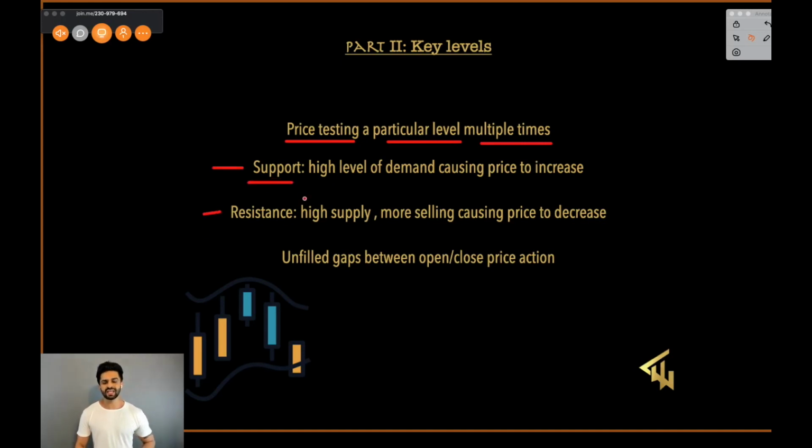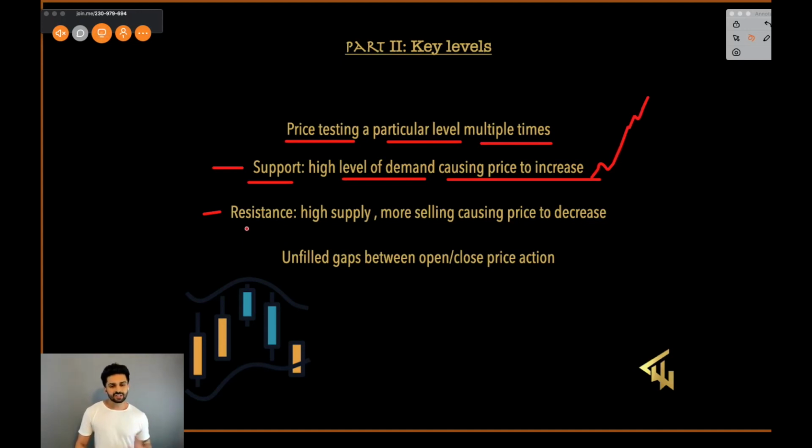Now, support is a level where, when a stock is coming down on the downside, a lot of buying pressure comes in with a lot of volume, which shows us that there is a high level of demand in that particular price range, which causes the price to start increasing. And we see that from that particular level, the stock bounces off and starts going up, right?